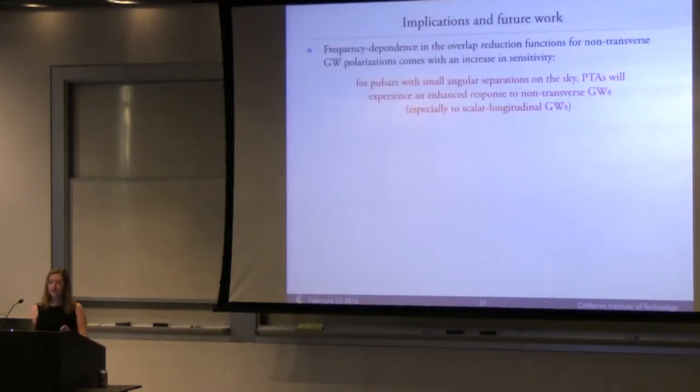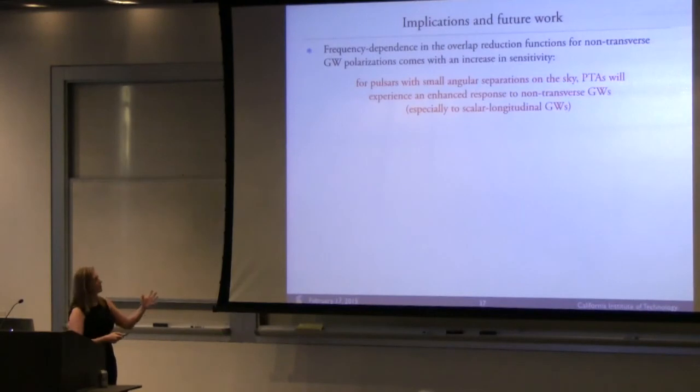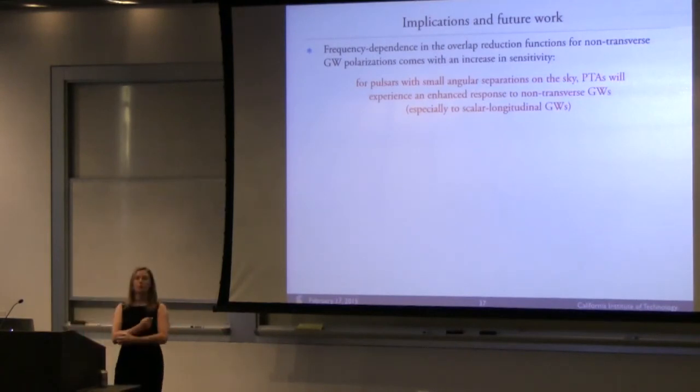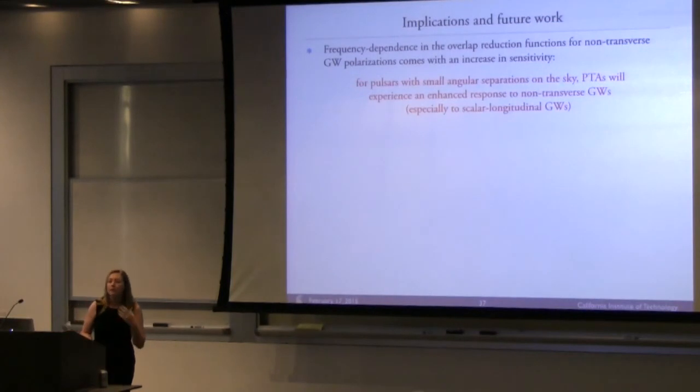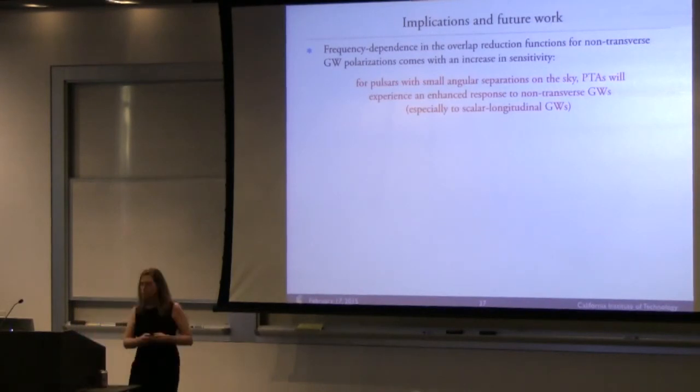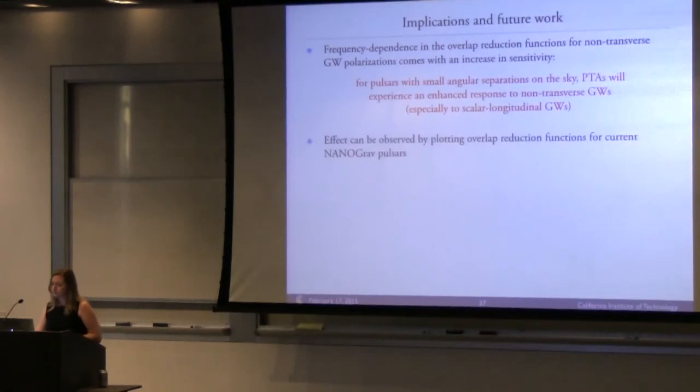Okay, so just to summarize all the implications here: this frequency dependence and these overlap reduction functions with non-transverse polarizations mean you get this wonderful enhancement in sensitivity. If we have pulsars separated by small angular separation on the sky, then our pulsar timing arrays are going to have an enhanced response to non-transverse gravitational waves, most especially scalar longitudinal gravitational waves. And you can actually observe this effect by plotting overlap reduction functions for the current NANOGrav pulsars.